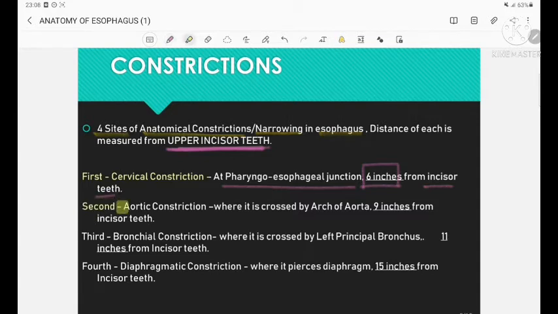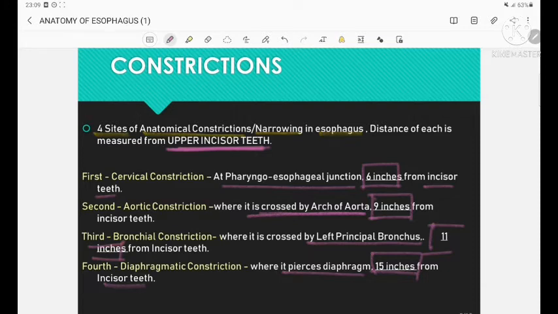Second constriction is the aortic constriction. This is present at the place where it is crossed by the arch of aorta 9 inches from the incisor teeth. The third constriction is called the bronchial constriction, and this is seen where it is crossed by the left principal bronchus, and this is situated 11 inches from the incisor teeth. The fourth constriction is the diaphragmatic constriction. This is seen when the esophagus pierces the diaphragm 15 inches from the incisor teeth.